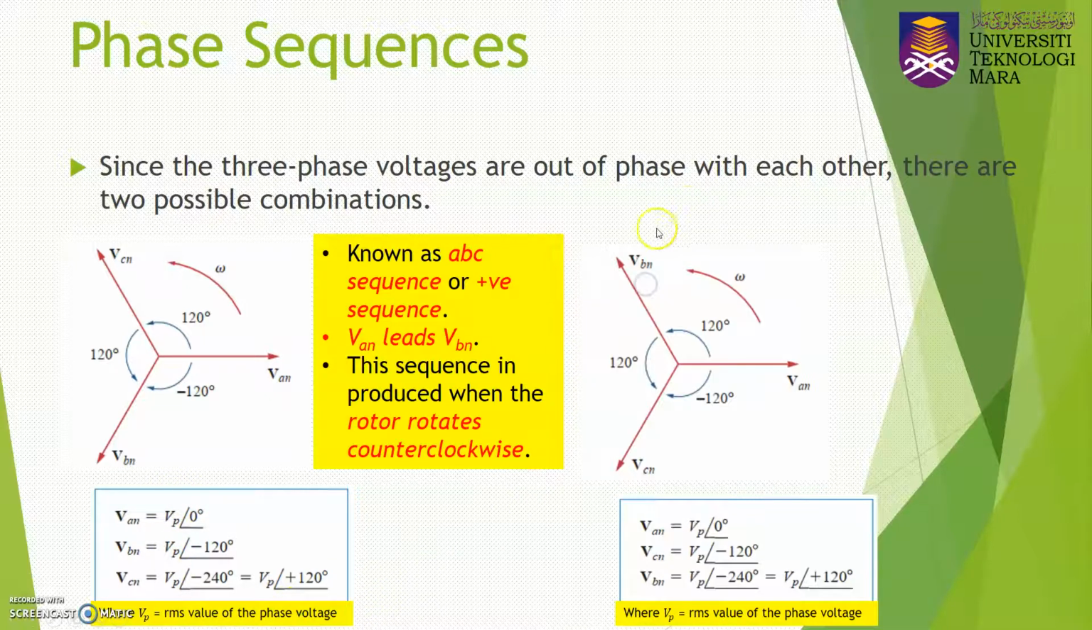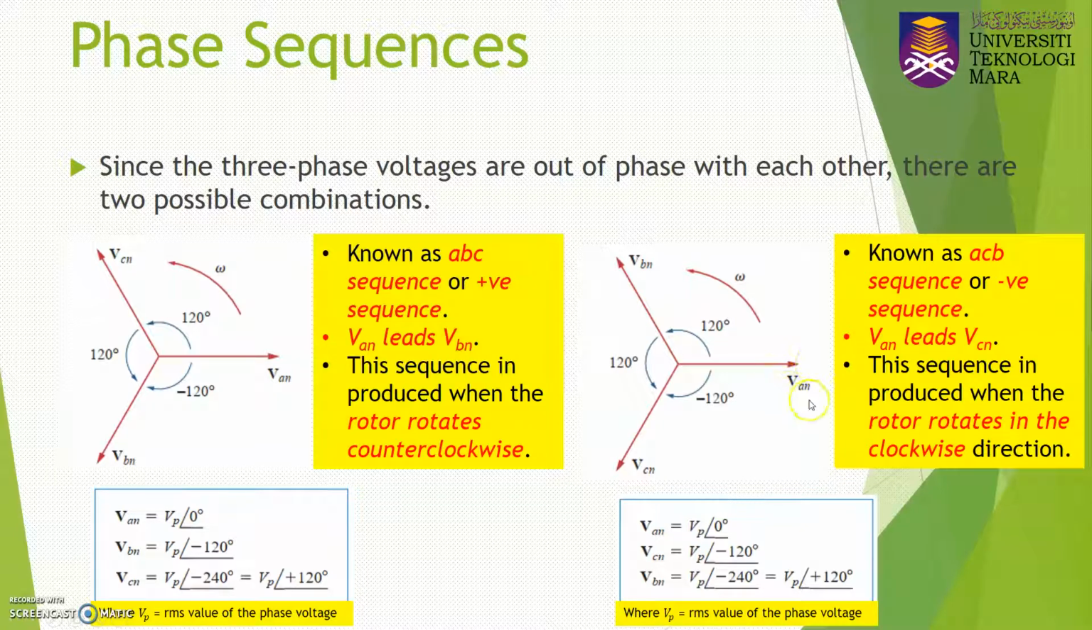And then the second combination is represented by this, where you see here VAN leads the VCN. So the VCN follows the VAN. This one we call the ACB sequence: A first, followed by C, followed by B. Or we can also call it a negative sequence. In this case, the VAN leads the VCN. This sequence is produced when the rotor rotates in the clockwise direction. So for ABC, the rotor rotates counterclockwise, but for the ACB sequence, the rotor rotates in the clockwise direction.